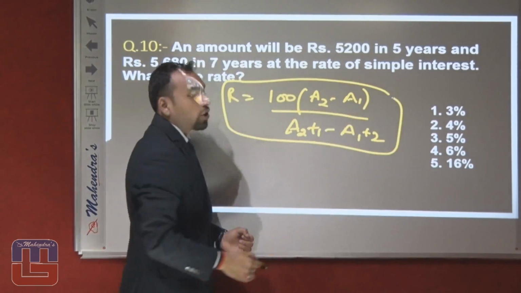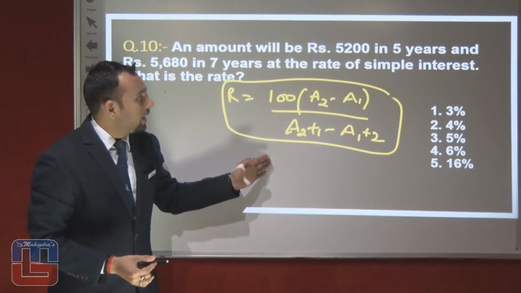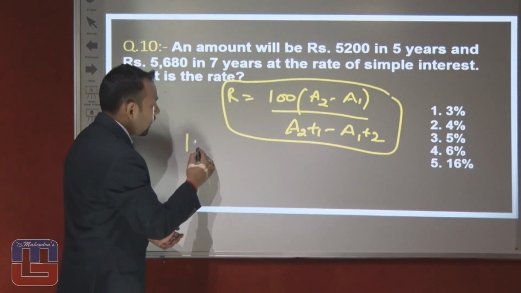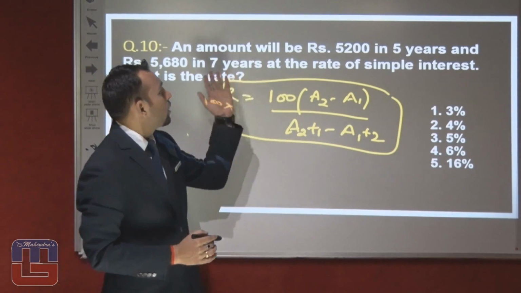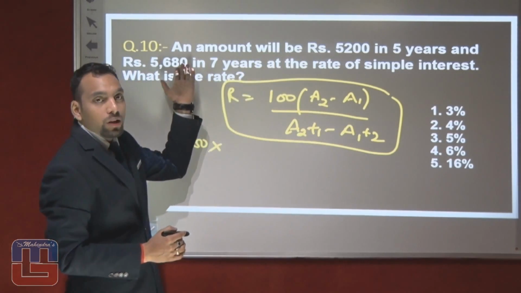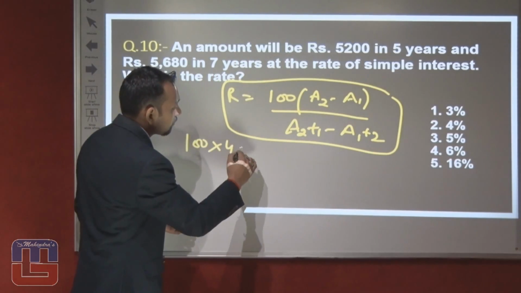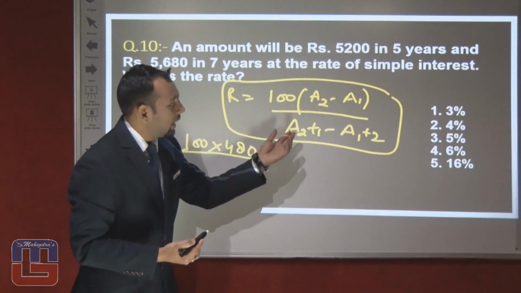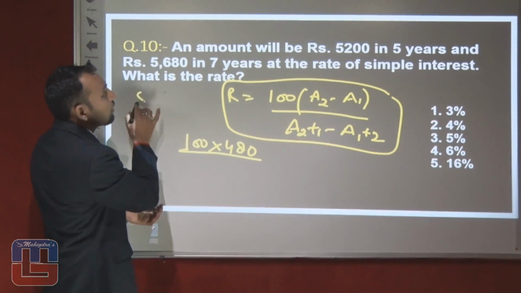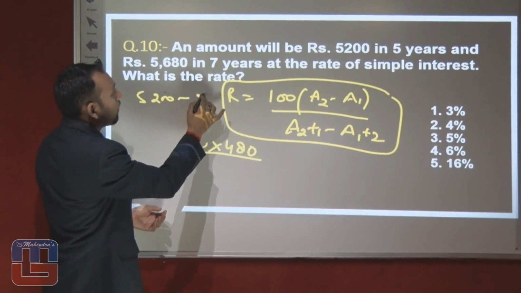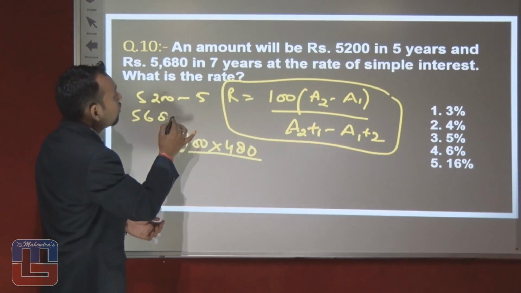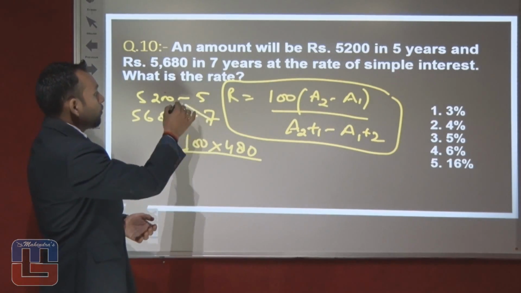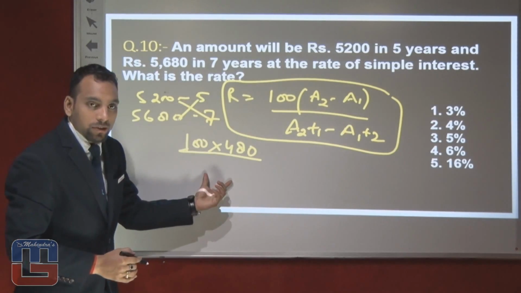This is the trick of this type of question. Here A2 is the amount in the second case, and A1 is the first case. Now see, 100 (A2 minus A1). If you subtract this A1 from A2, here you will get how much? 480, right? Directly I am doing this question, A2 into T1, which means, now see, this 5200 in 5 years and 5680 in 7 years. Multiply this one, and you have to take the difference, right?